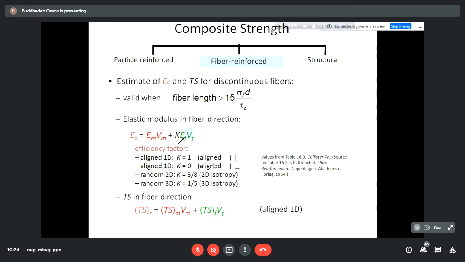Now if it is discontinuous, then we take a factor k here, and this factor is taken as mentioned here, and the detail has been given in this book. This has been taken from this reference, Callister, so you can see these equations there. So the composite elastic modulus can be slightly modified by these equations, and we are introducing a factor. So this is another equation.